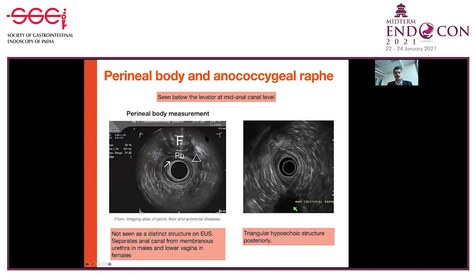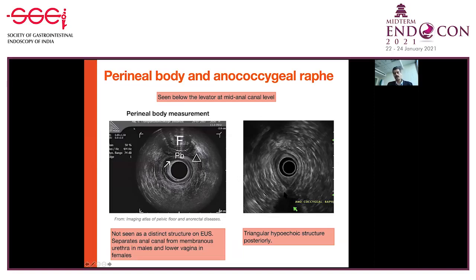It is seen below the levator at mid-anal canal level, as I have mentioned. It is not seen as a distinct structure on US, but it separates the anal canal from the membranous urethra in males and lower vagina in females. And how do you measure it? One gloved finger in the vagina and the probe in the rectum. So the measurement is from the reflection of the gloved finger to the inner margin of the internal anal sphincter, and less than 10 millimeter is an attenuated perineal body.